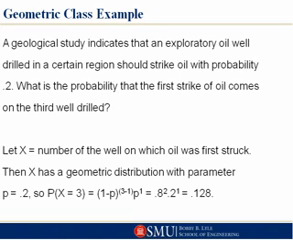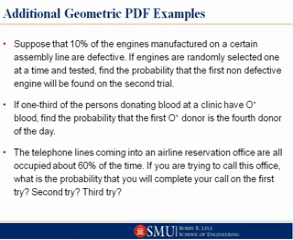So the probability that you had to go after three different oil wells would be 1 minus p to the second power. So you had two failures, and then finally you had your first success. So 1 minus p squared times p, and that turns out to be 0.128.